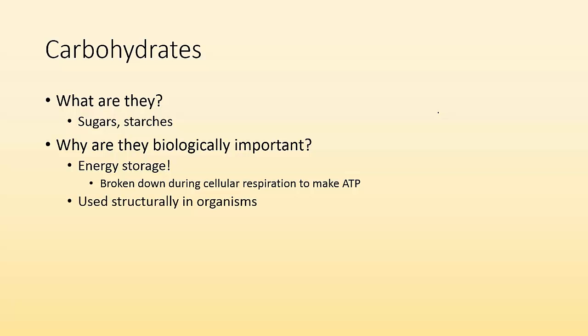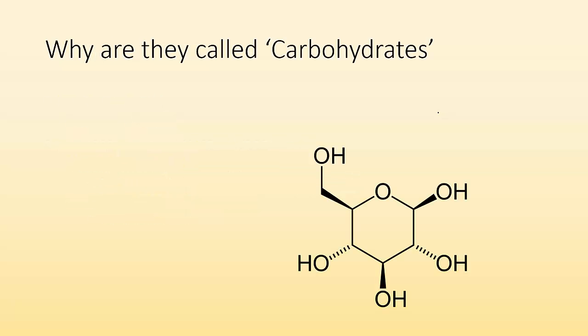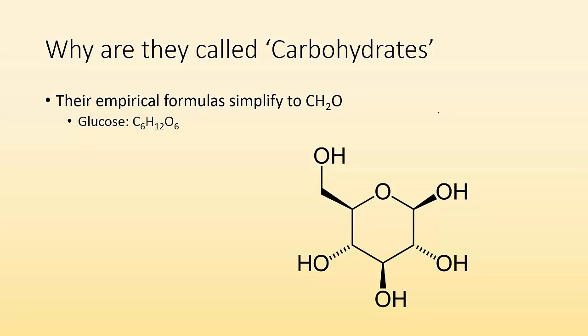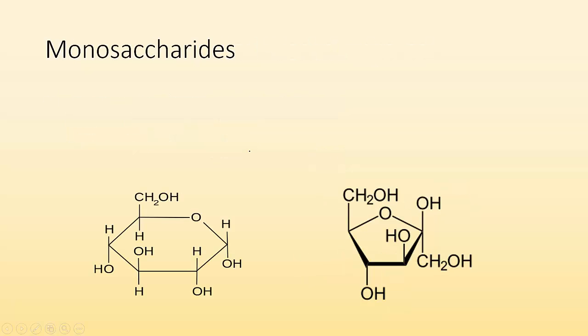All right, and they're also used structurally in organisms like plants, cellulose in plants. Cellulose is a carbohydrate. All right, so why are they called carbohydrates? Well, break it down. Their empirical formula simplifies to CH2O. So carbo is that carbon, hydrate is the H2O part. Examples, glucose, C6H12O6 is going to simplify to become CH2O as its empirical formula. Same thing if we had ribose, C5H10O5, it's going to simplify to give me CH2O. So that's why they're called carbohydrates.